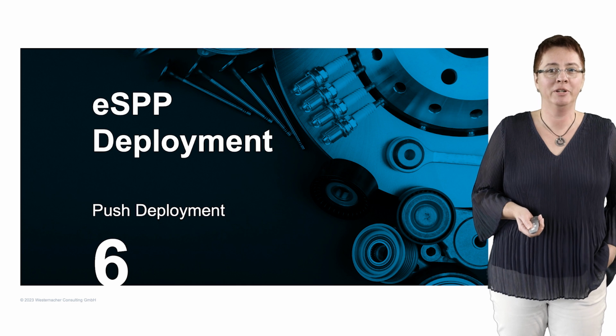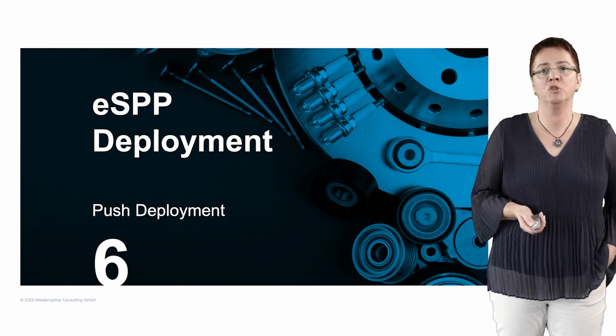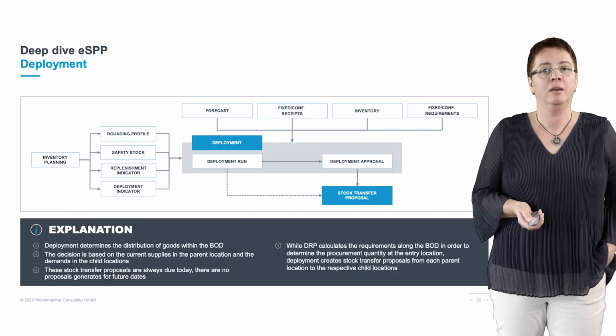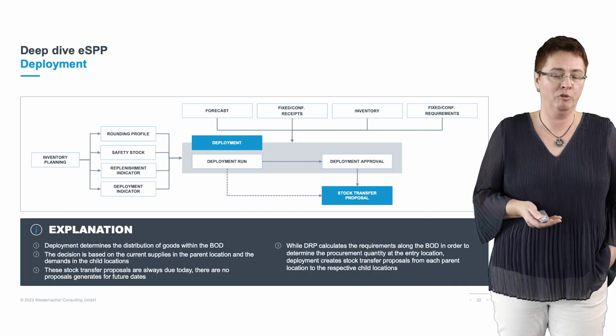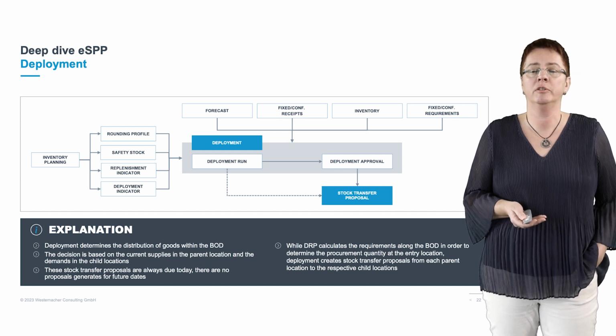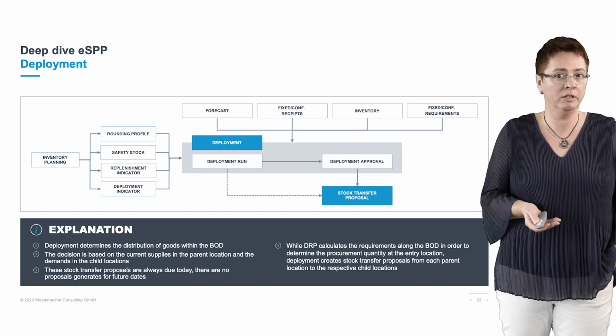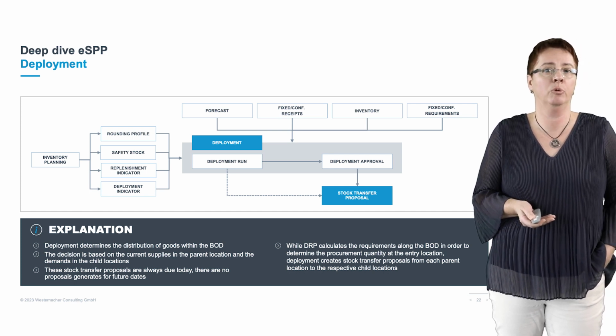This video is covering how goods are distributed in the network. This function is also known as deployment. When the materials that we have ordered during our DRP process arrive at the entry point of the network, we need to think about how to distribute them smartly in the network.